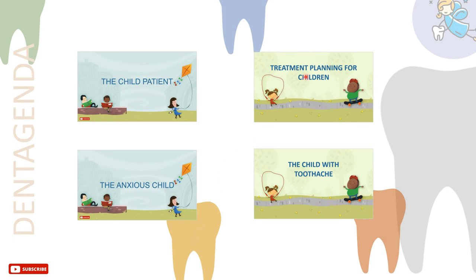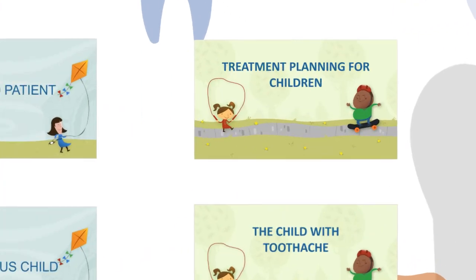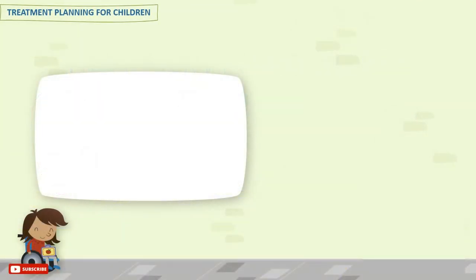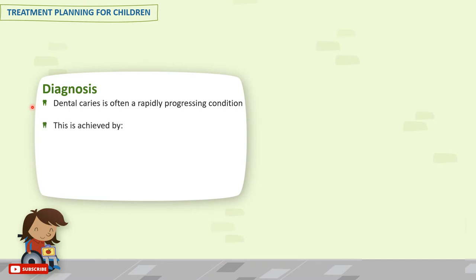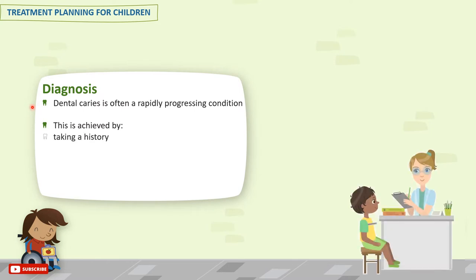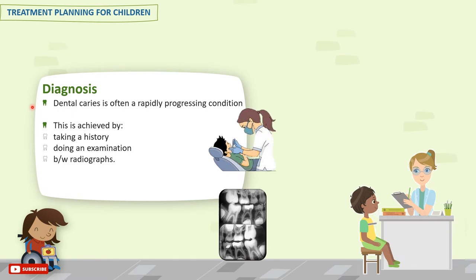Moving to treatment planning for children. Starting with diagnosis, dental caries is often a rapidly progressing condition in children. It is essential to secure an accurate diagnosis before making a treatment plan. This is achieved by taking a history, doing an examination, and where appropriate, taking bite wing radiographs. Two bite wings are important for an accurate diagnosis unless proximal surface caries of primary molars can be visualized, since the dentition is usually spaced.